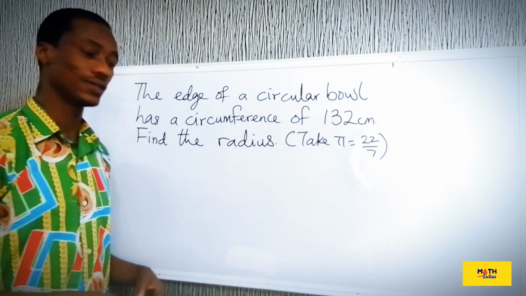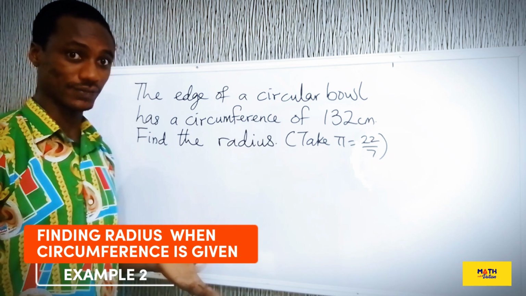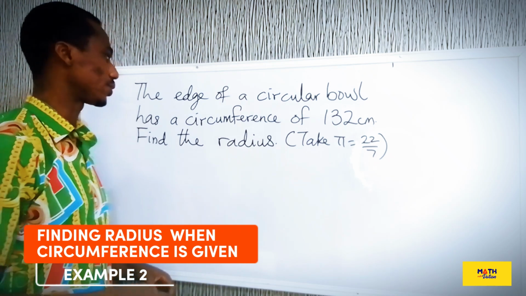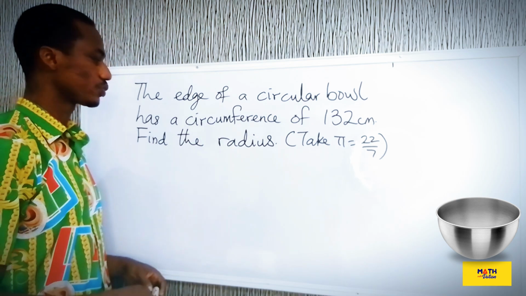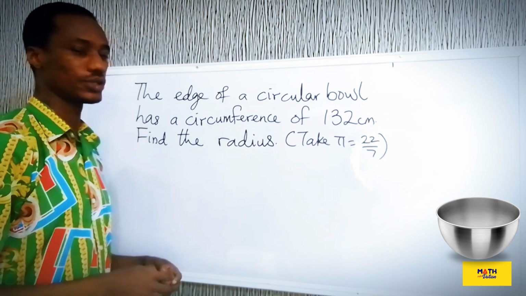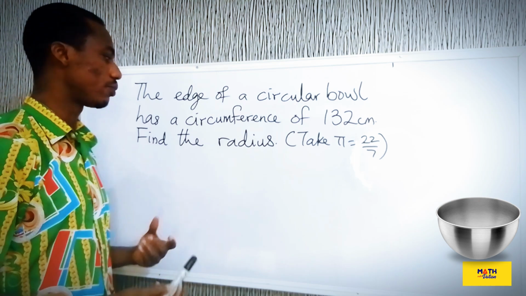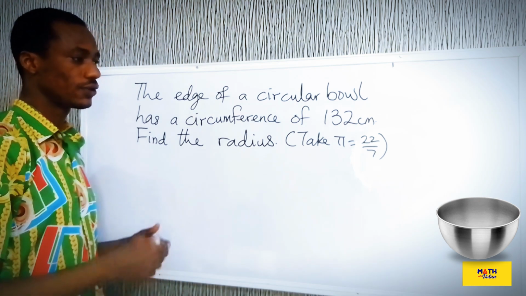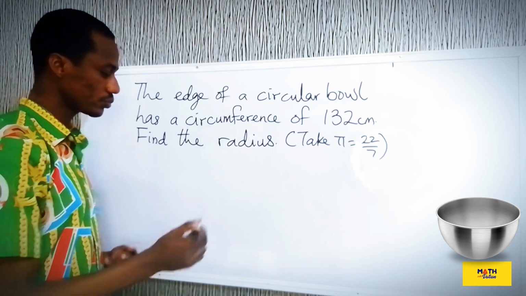We are to find the radius of a circle whose circumference is given. And this is an applied question. The edge of a circular bowl has a circumference of 132 centimeters. Find the radius. Okay, remember the formula?